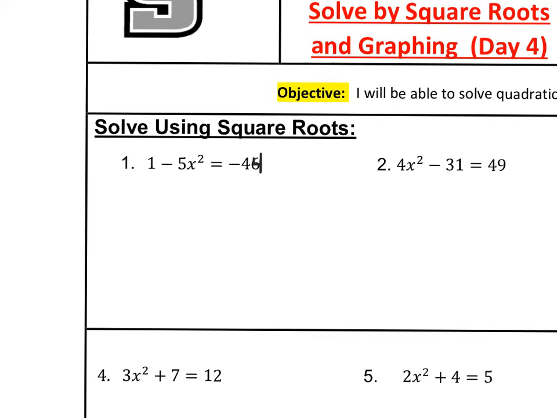Today we will be solving quadratics by using square roots and by factoring. For our first problem, we went ahead and changed it to a negative 44. That was a typo there. So we're going to go ahead and solve it with the negative 44.